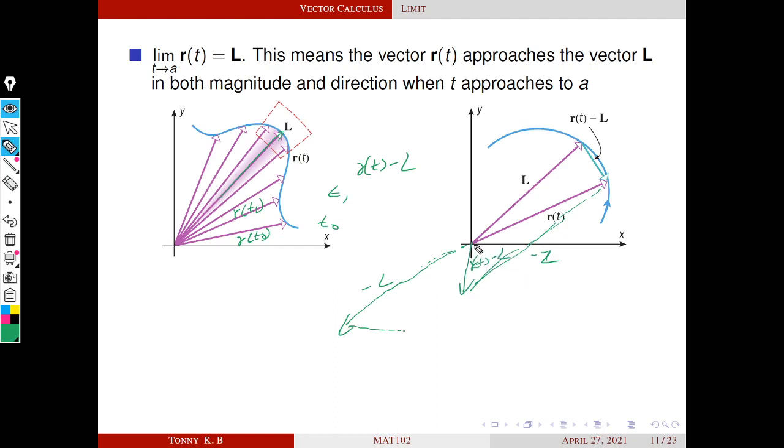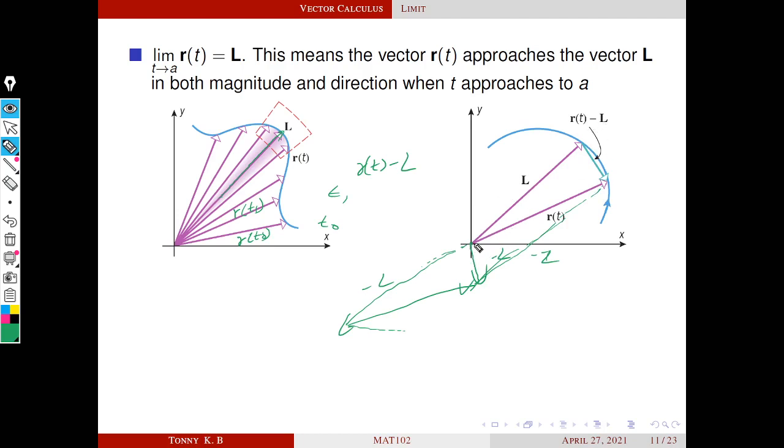You got it? Almost like this. So this is the vector r of t minus l. If you shift this vector, almost like this, to the endpoint of this vector, then they are parallel because this is a parallelogram. Again, this is a parallelogram. That's the idea. So actually r of t minus l is a vector.